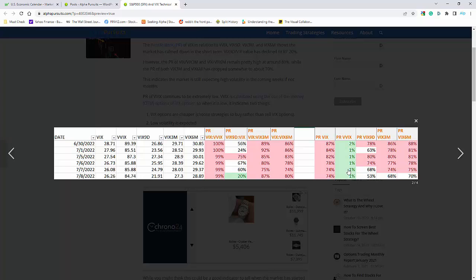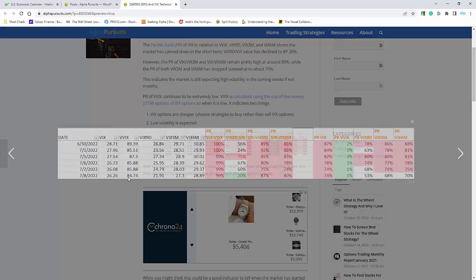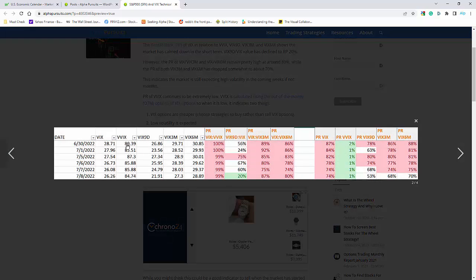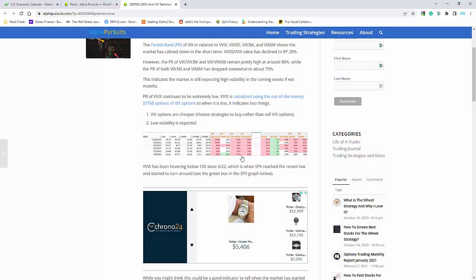Whereas VVIX has dropped substantially. So this is really at the low end, looking at a number of 80 something, and not just within this 1 year range, but historically speaking, this is towards the low end. So what does this mean? VVIX is the volatility of volatility. It's calculated using the out of the money options of VIX options. Now, when it's very low, it means VIX options are cheaper right now.